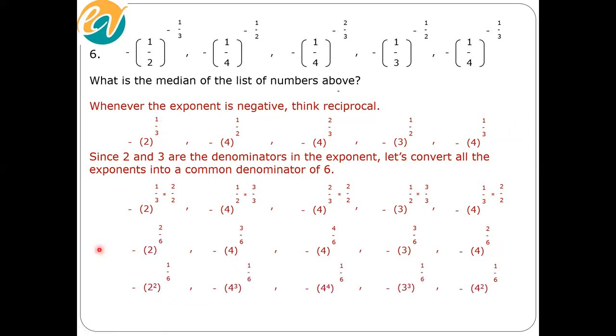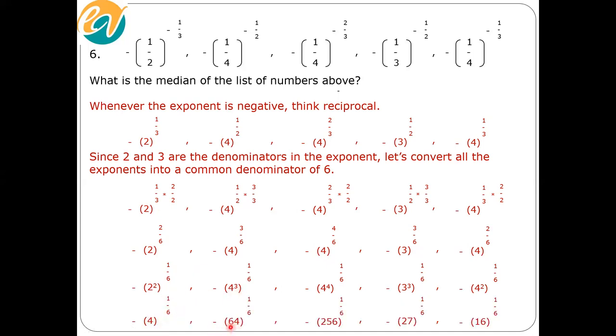So this is what we've done here. This is nothing but 2 square raised to the power 1 by 6. This is 4 cube raised to the power of 1 by 6. This is 4 raised to the power of 4 raised to the power of 1 by 6. This is 3 raised to the power of 3 raised to the power of 1 by 6. This is 4 square raised to the power of 1 by 6. Right? What is 2 square? Obviously 4, right? So minus of 4 raised to the power 1 by 6.